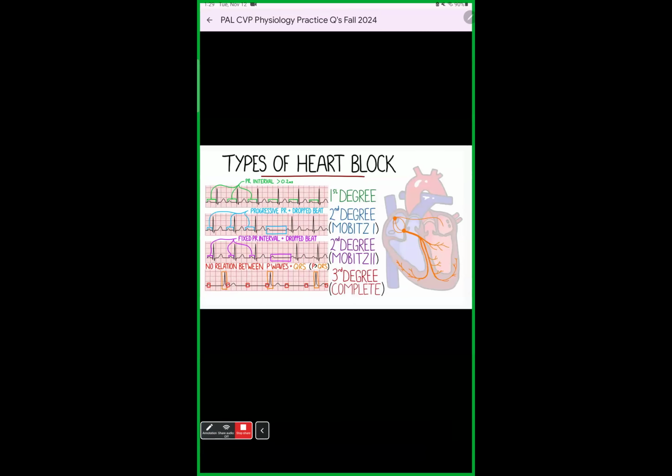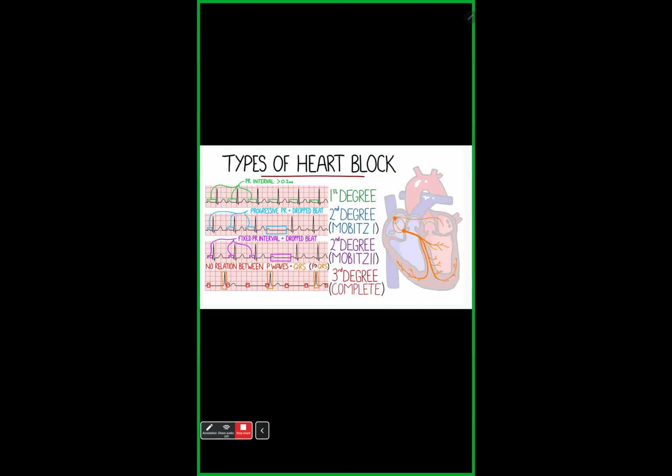So if you were to look on the next slide, this basically explains the different types of heart blocks. In the first degree, the PR interval is elongated the whole time, but there's no QRS drop. So we have elongation, but no QRS drop, and it's the same type of elongation. In type 2, Mobitz 1, we have a progressive PR elongation. So it starts off normal, then it gets longer and longer, and then suddenly we have a QRS drop.